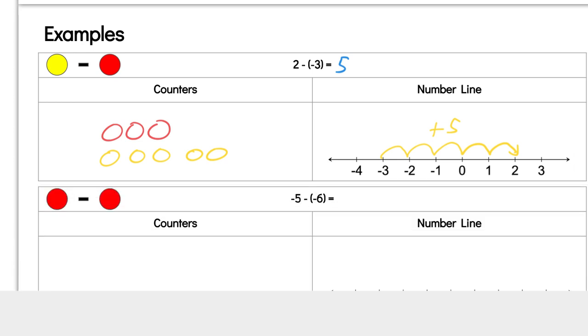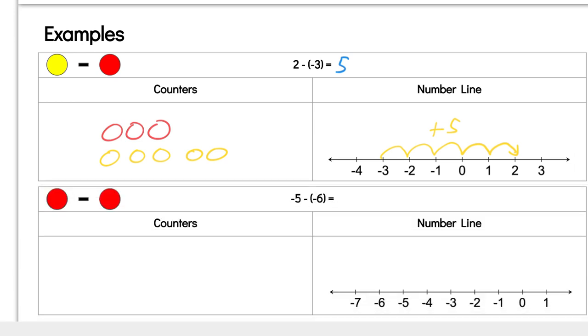Let's look at another example. Here we have -5 subtract -6. So we're going to start with the second term because, again, we're asking how far is it from here to there? What do I need to add to -6 to get to -5? So I'll start with -6. 1, 2, 3, 4, 5, 6.